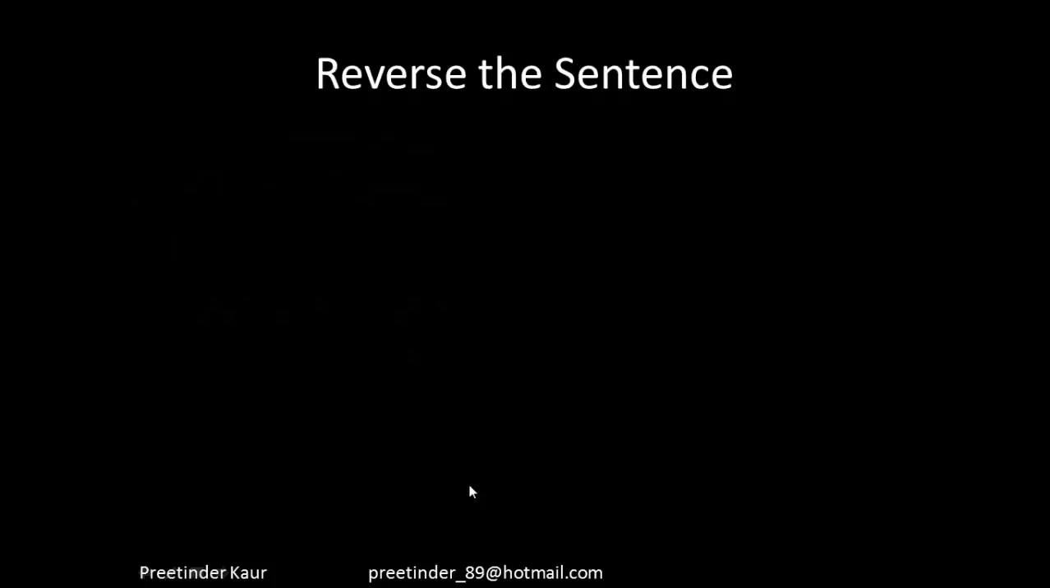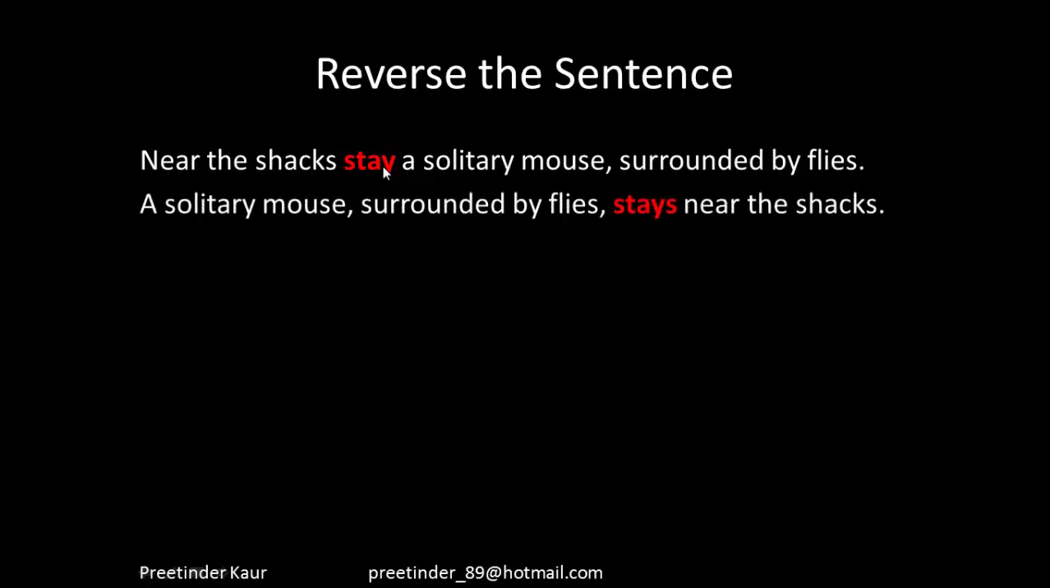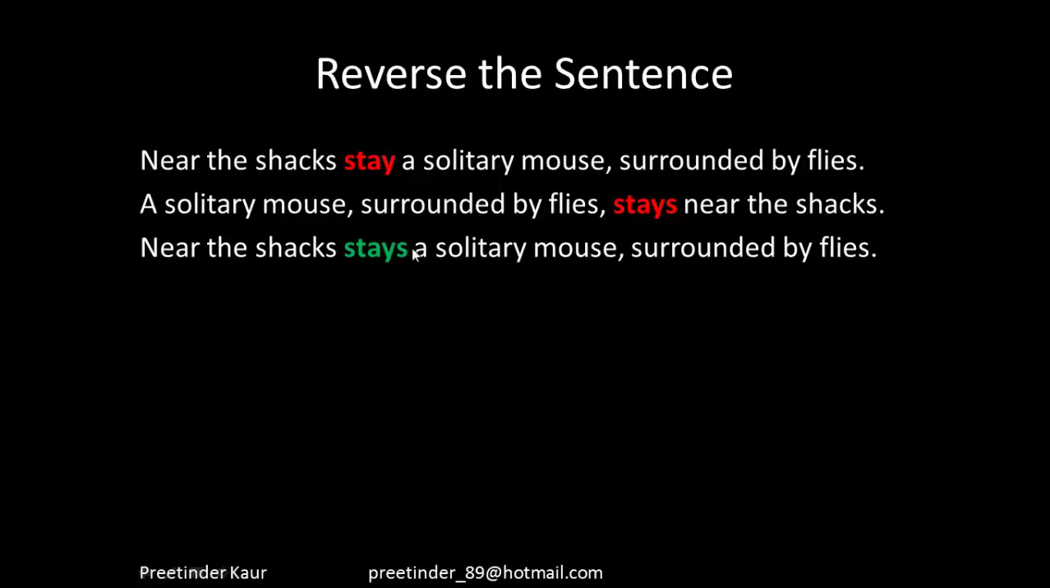The next thing, in case of some confusing sentences, which I'll show you how they can be, you need to reverse the sentence to find out whether that sentence as written is correct or not. Consider this sentence. Near the shacks stay a solitary mouse surrounded by flies. Let's say you're confused about the word stay and you don't know whether it should be stay or stays. Let's reverse the sentence. It becomes a solitary mouse surrounded by flies stays near the shack. So this should be the correct form. Instead of stay, we are using stays. Now come back to this sentence and replace this stay with stays to make it correct. Right? So this is one kind of practice that you can do to reverse these kind of sentences.